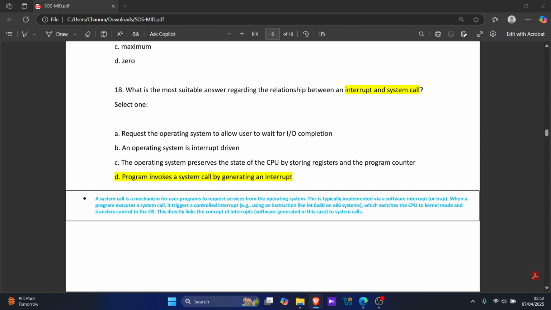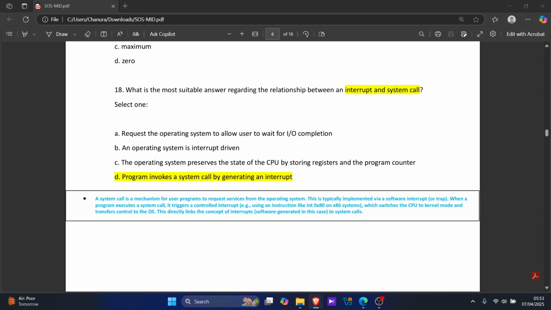Wait, but some modern systems use different mechanisms like sysenter/syscall instead of interrupts. However, the general concept is that system calls are a form of software-generated interrupt. So in the context of the question, even if some architectures use different methods, the principle that a system call is initiated via an interrupt is the correct answer. The question might be assuming the traditional method.